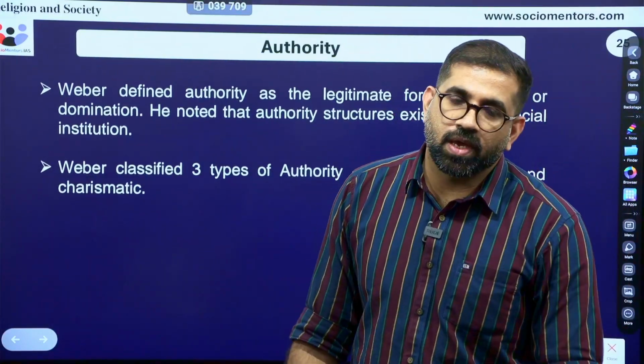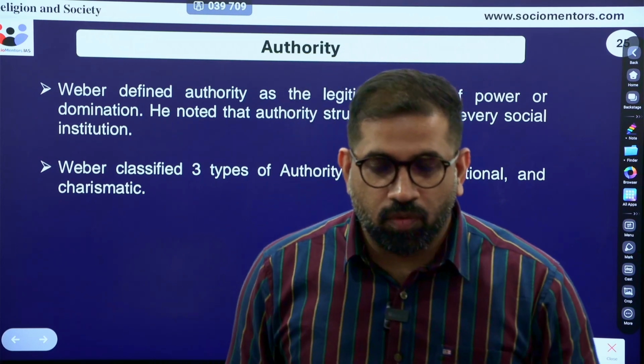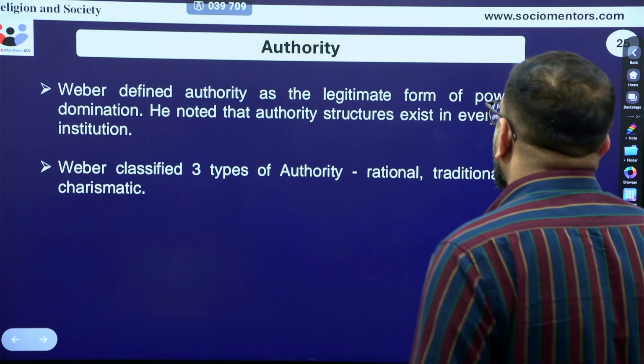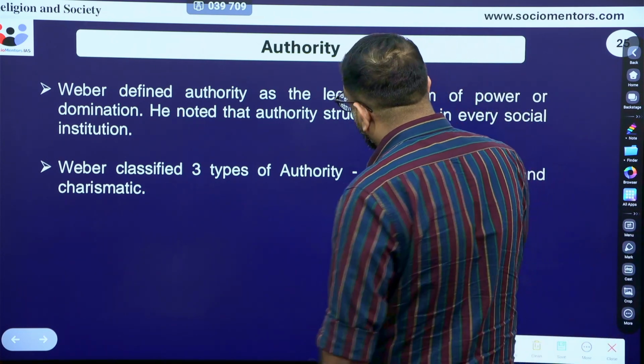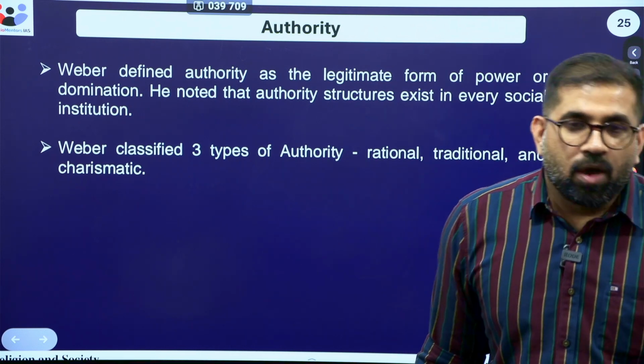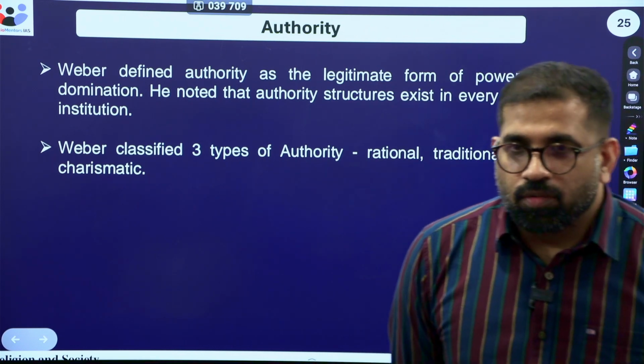Clear? Okay. Now let us move on to the last portion, which is authority and bureaucracy. With that, we will be able to wind up Weber. Simple. Now let us start with authority. What is authority?